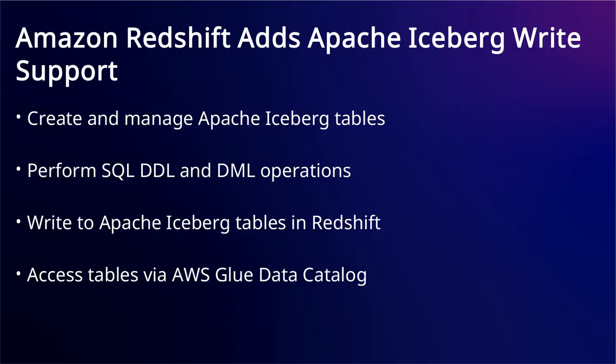As data lake use cases evolve, customers need transactional consistency and schema evolution support for their expanding tables. Amazon Redshift now offers write capability to Apache Iceberg tables, addressing these needs. You can create and manage Apache Iceberg tables directly in Redshift using SQL DDL operations. This allows you to perform DML operations like insert on these tables. You can write to Apache Iceberg tables within Redshift while maintaining read access. Additionally, you can access these tables through the AWS Glue Data Catalog, enabling seamless integration with other AWS services and applications.